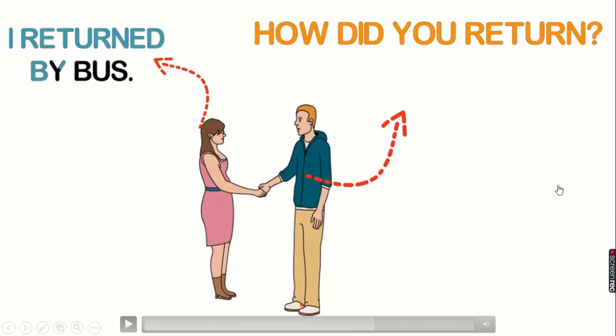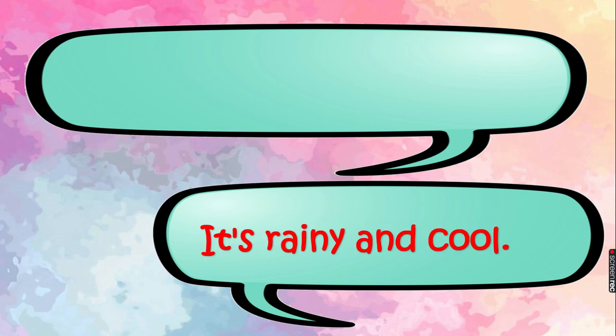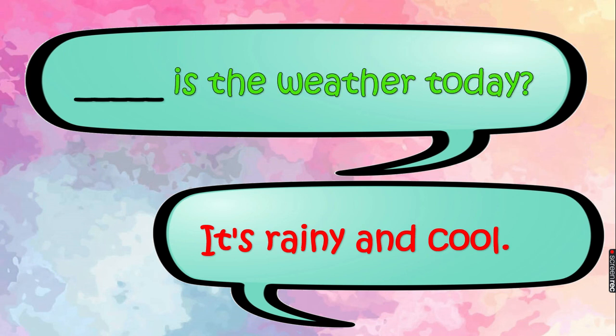Now here, let's have some practice using those. I'll show you the answer first, and then I'll show you the question without the question word, and you have to choose which question word we should put. Is it why or how? Now here's the answer. It's rainy and cool. Blank is the weather today.